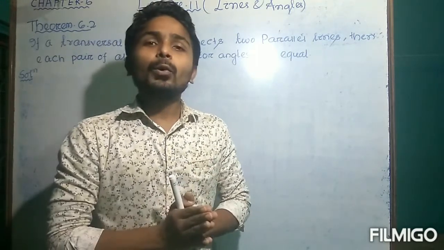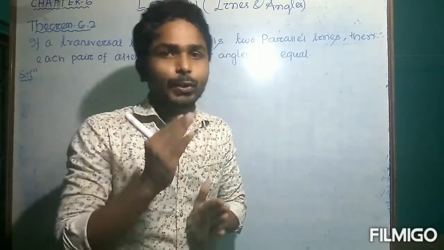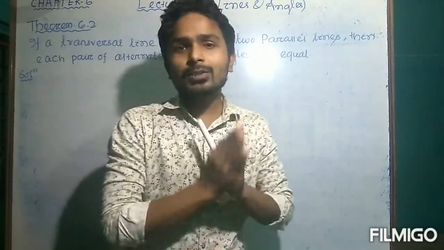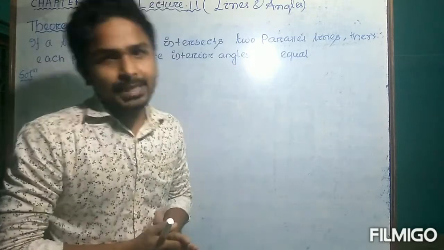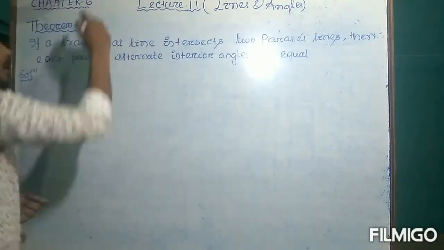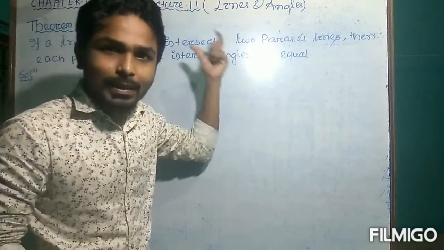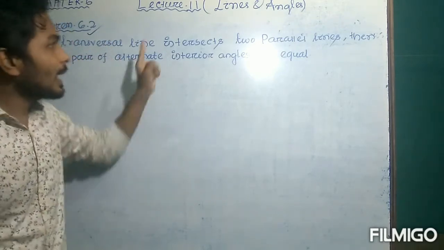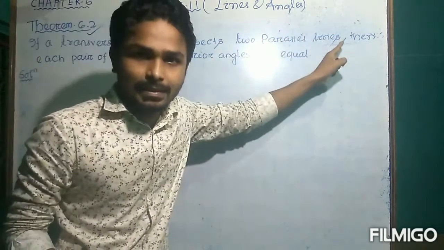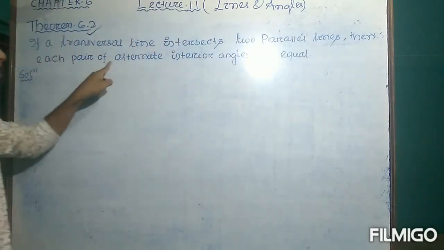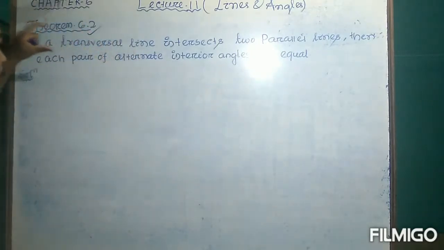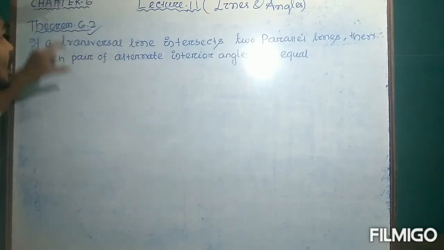Today in this lecture we will prove another theorem by using axiom 6.3. So our topic today is theorem number 6.2. Let us first understand the statement, what is given in the theorem. It is given that if a transversal line intersects two parallel lines, then each pair of alternate interior angles is equal. So we will first clearly understand this concept.